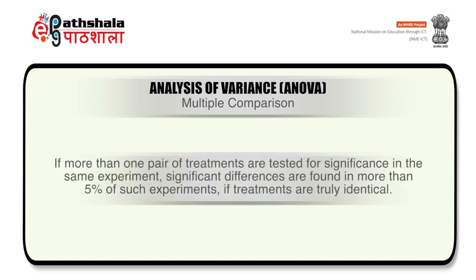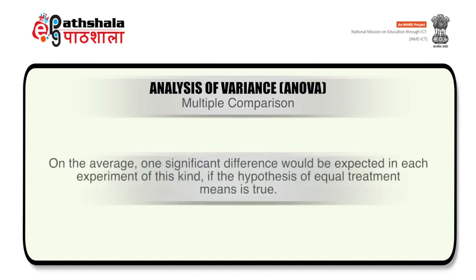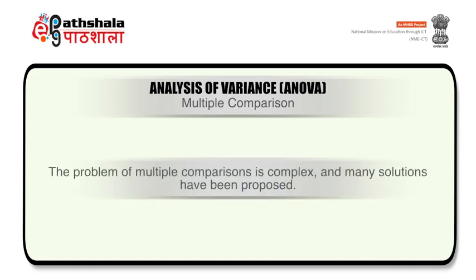If more than one pair of treatments are tested for significance in the same experiment, significant differences are found in more than 5% of such experiments if the treatments are truly identical. The concept may be better understood if one thinks of a large experiment in which 20 independent comparisons are to be made at the 5% level. On average, one significant difference would be expected in each experiment of this kind if the hypothesis of equal treatment means is true. The problem of multiple comparison is complex and many solutions have been proposed.